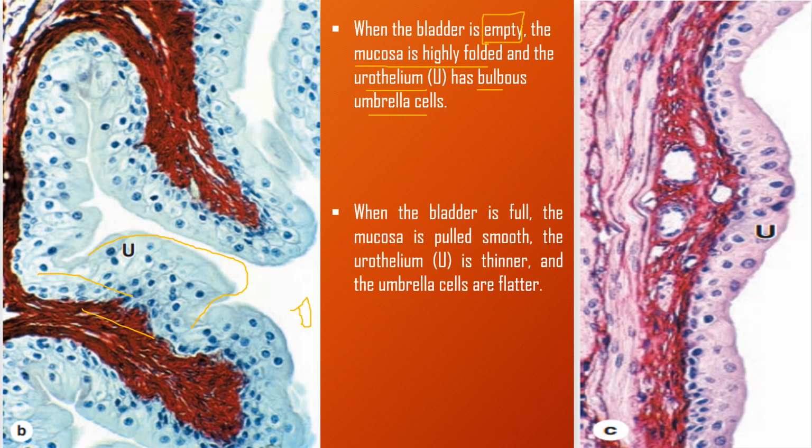And when bladder is full, the mucosa is pulled smooth as you can see here. It's pulled smooth and the urothelium is thinner and the umbrella cells are flattened as you can see here. The urothelium is thinner and the umbrella cells get flatter.